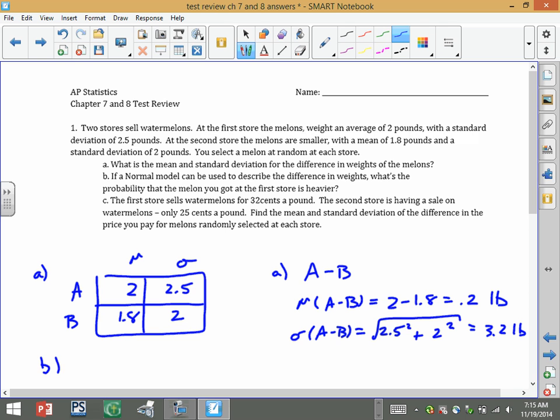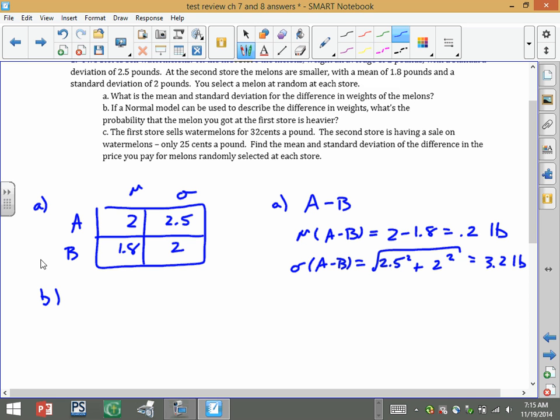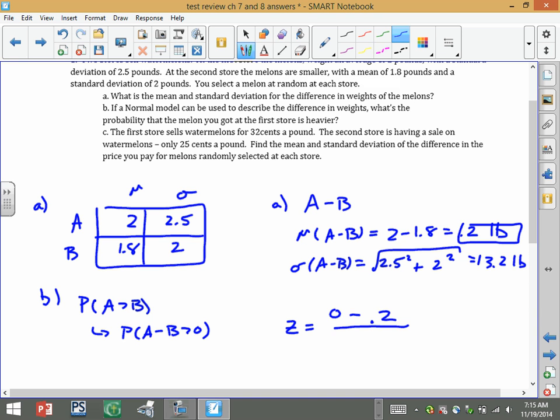Part B, if a normal model can be used, what's the probability that the melon you got at the first store is heavier? So in other words, the probability that A is greater than B. Remember the trick that we're going to play? So that we get a critical value, we're going to subtract B. So we got probability of A minus B is greater than 0. At which point we need to go and get a z-score. So our critical value is 0. My mean, which we just saw in part A, is 0.2. And my standard deviation, which we just did in part A, is 3.2.